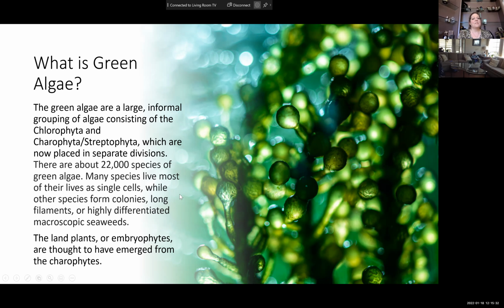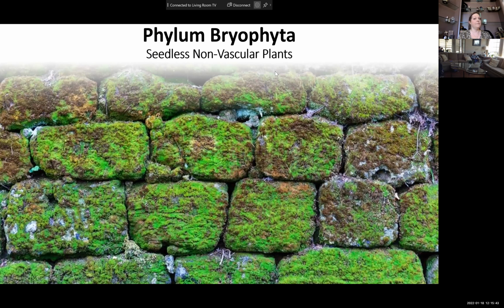So yeah, this is where we think they're coming from, that these charophytes were the predecessors to our earliest land plants. So these are going to be our earliest land plants, and they're still around. This is Bryophyta. If you went out in my backyard, you could find a Bryophyta example in 30 seconds. So these are seedless, non-vascular plants.